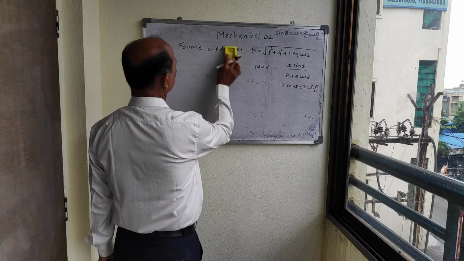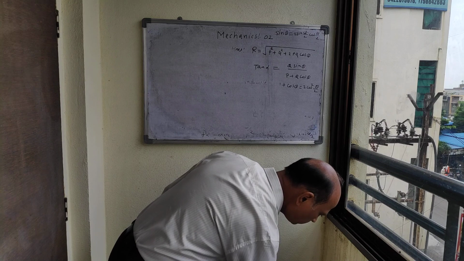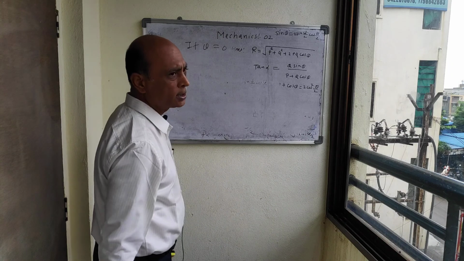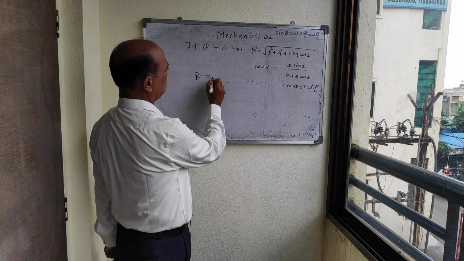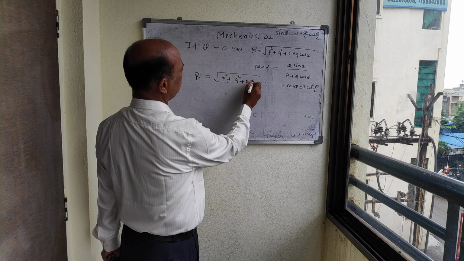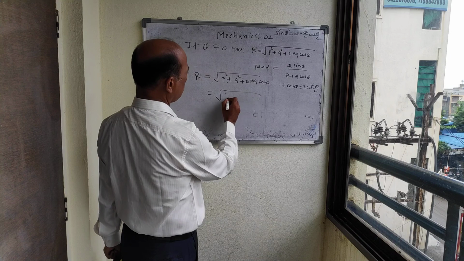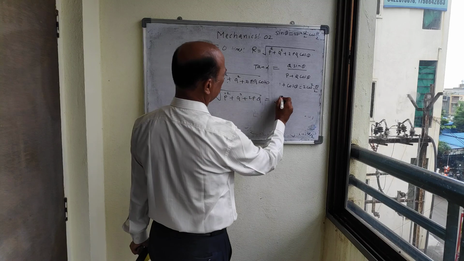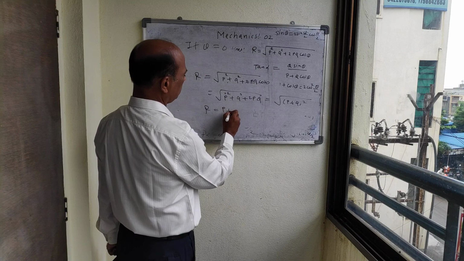Now come to the second case, that is if theta is equal to 0. See now what will happen? Theta is equal to 0. Then what will be the resultant? That is R is equal to under root of P square plus Q square plus 2PQ cos 0. Cos 0 means 1. So that is equal to under root of P square plus Q square plus 2PQ, that is under root of P plus Q whole square. It means R is equal to P plus Q.